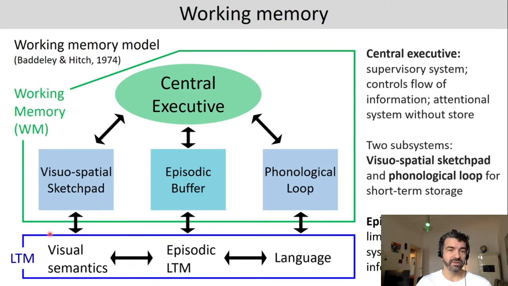So as you can see, the subsystems of working memory are connected to specific modules in long-term memory. So for example, the visual spatial sketchpad is related to visual semantics in long-term memory, or the phonological loop is related to language. And as you can see, there are these modules that are connected to one another. They facilitate the exchange of information from long-term memory to working memory and vice versa.